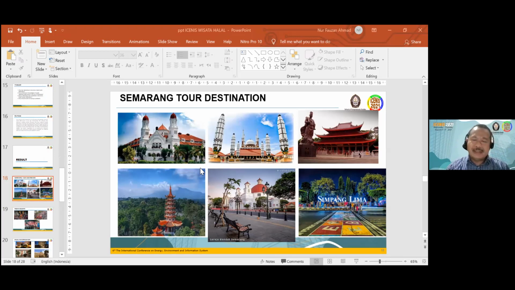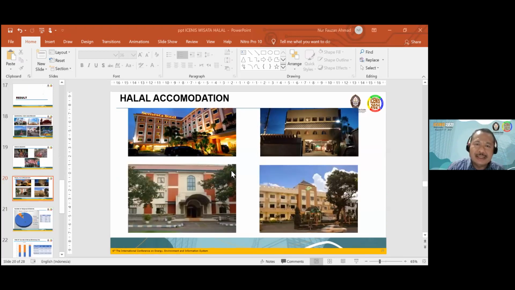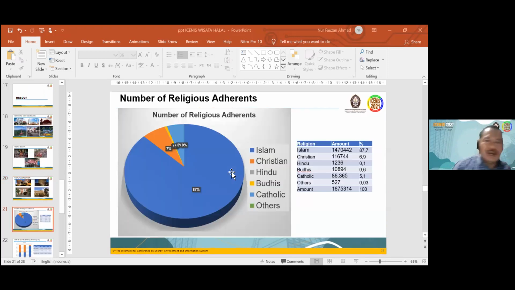Okay, we can say the results. Number of religion adherents.